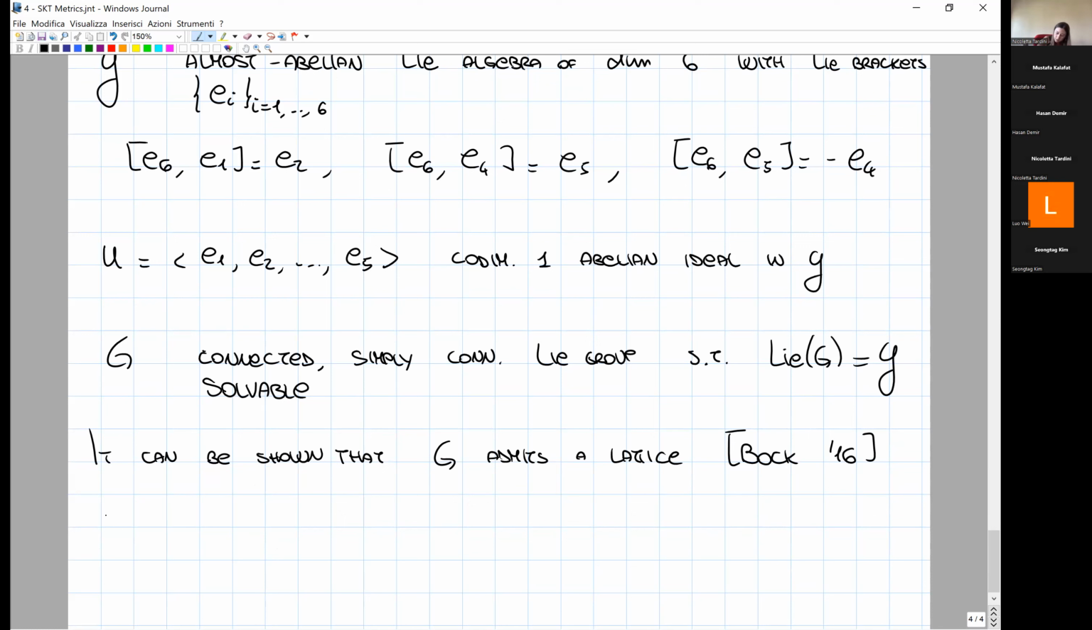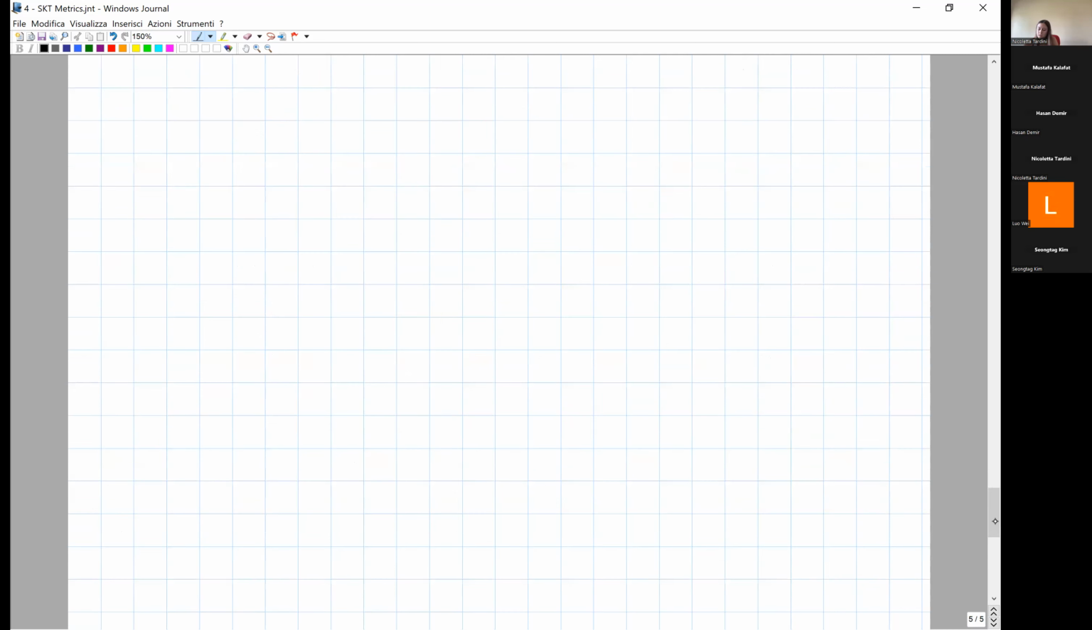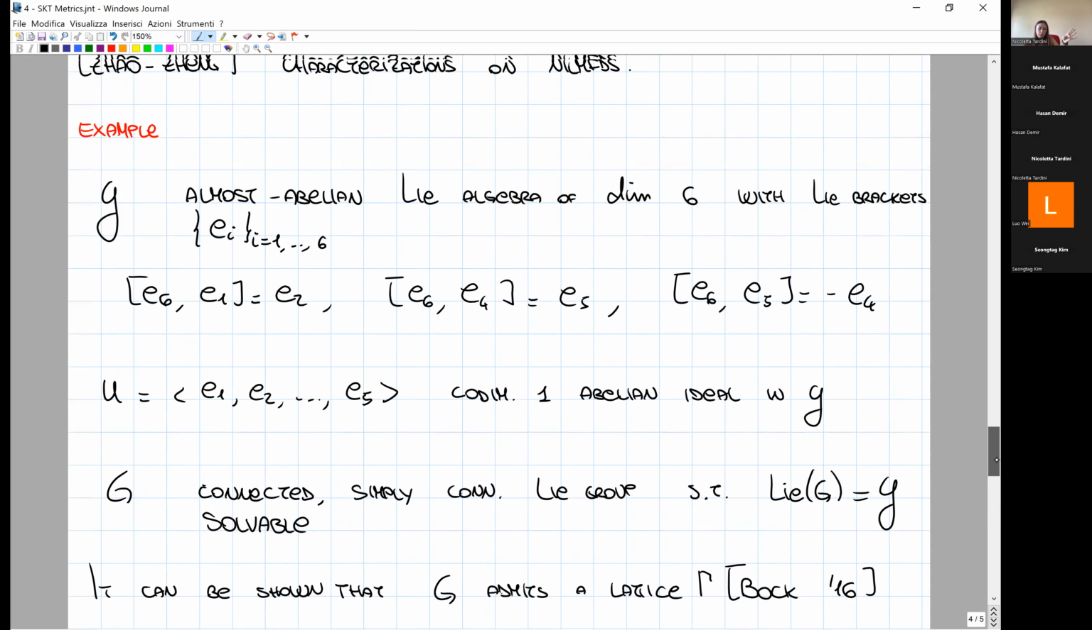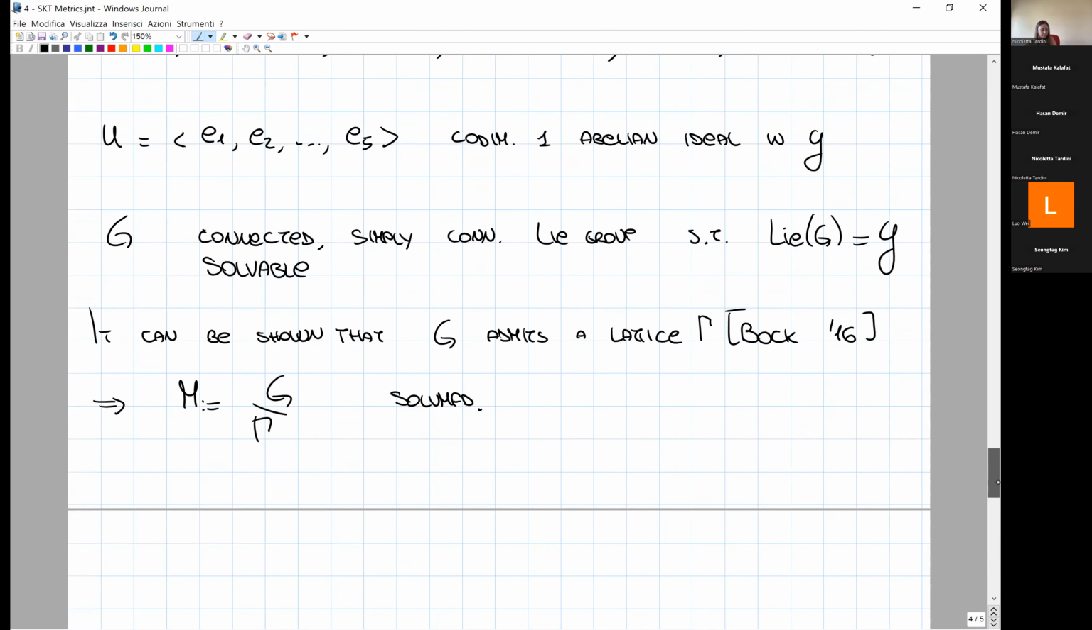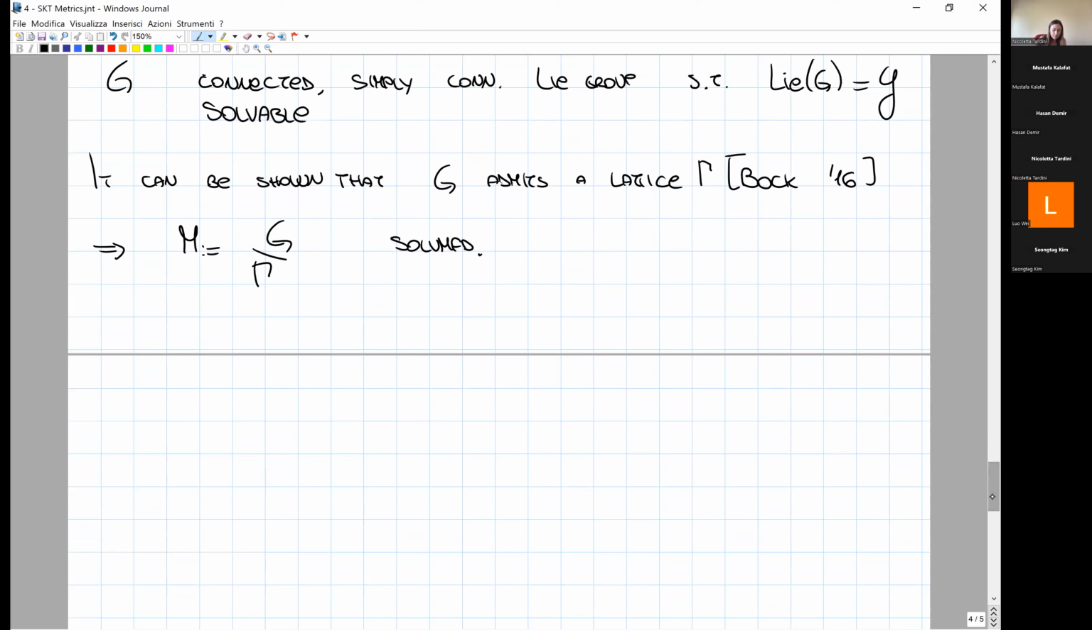So let me call this lattice gamma, which means that M, defined as the quotient of G over gamma, is a solvmanifold. Okay, so starting from this Lie algebra, we have an associated solvmanifold. I want to show that this solvmanifold has an invariant Bismut-Kähler-like metric.